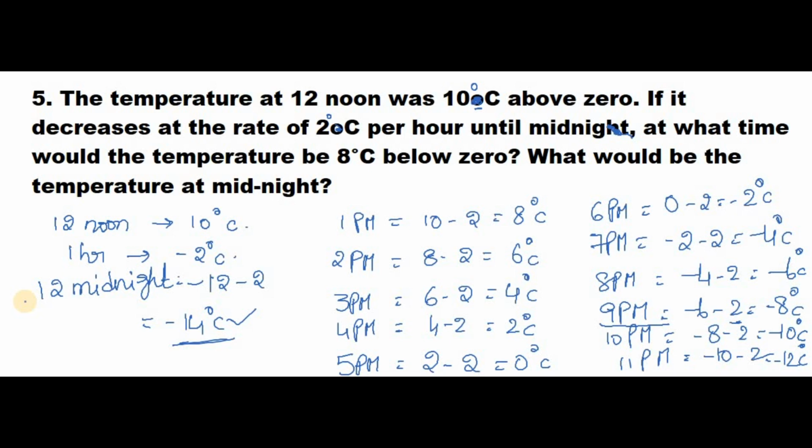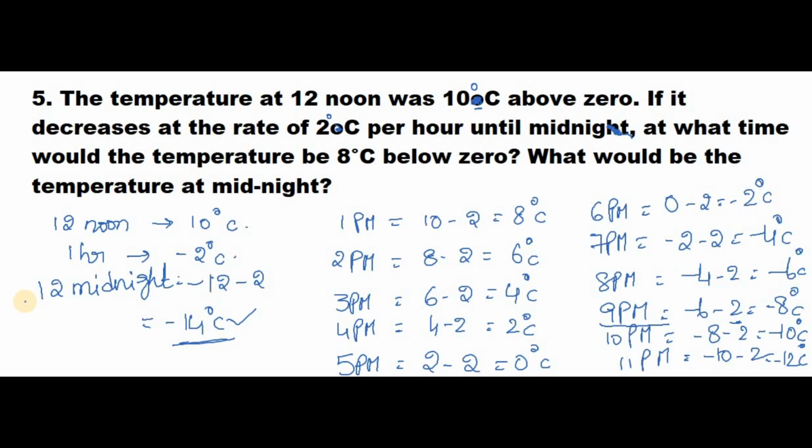And then they are asking that from 12 o'clock in the afternoon the temperature was 10 degrees Celsius, and at what time will the temperature be 8 degrees Celsius below zero? Nothing but minus 8 degrees Celsius, right? So for every 1 hour, the temperature is going to go down from 10 to minus 8.